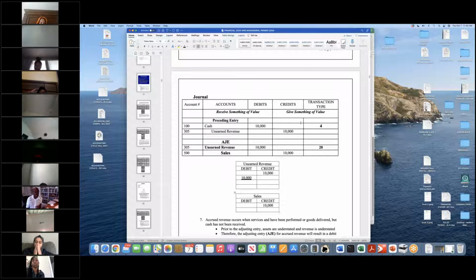So now it can go on the income statement. When it's unearned revenue, it's a liability and it's on the balance sheet. But when we make this adjusting entry, it is now on the income statement. So notice here, a balance sheet account, unearned revenue, a liability, a credit to sales, which is an income statement account. Are there any questions?